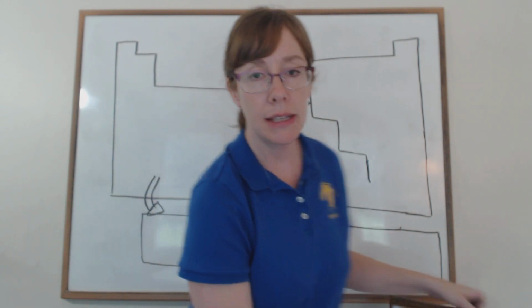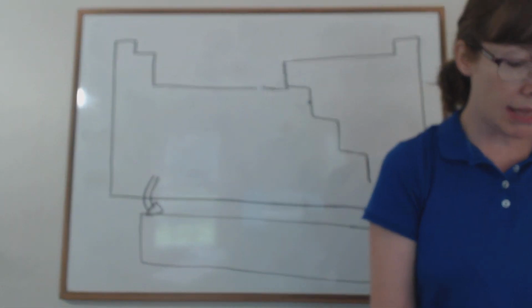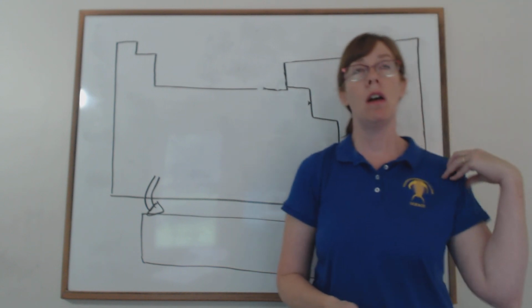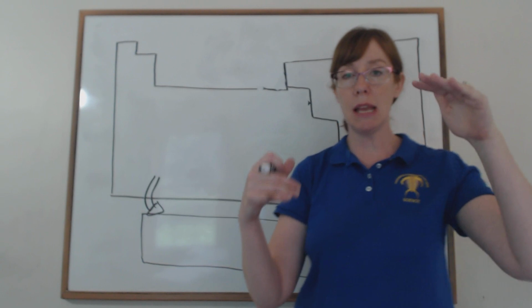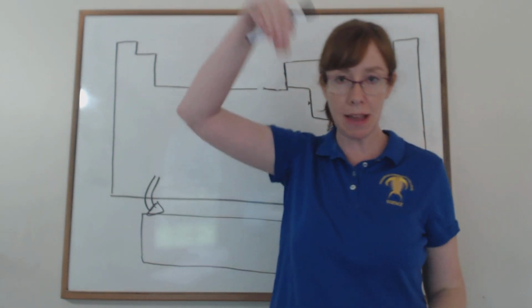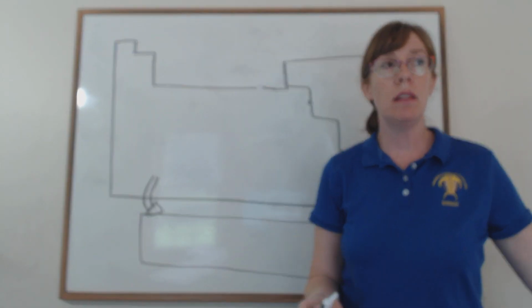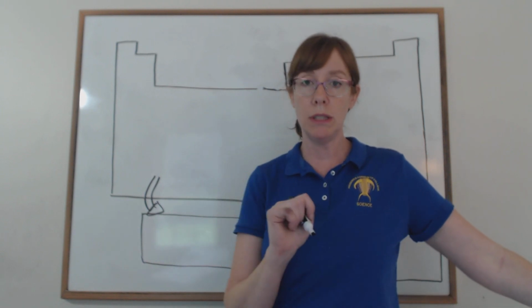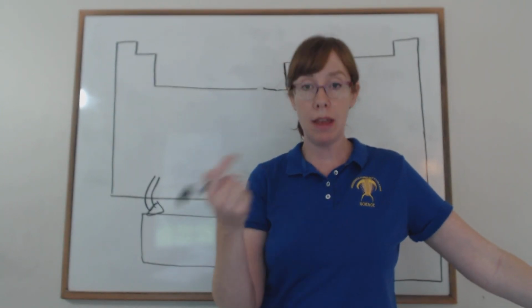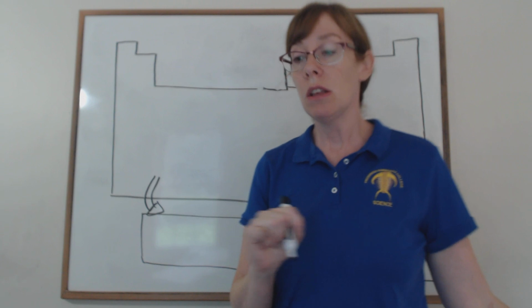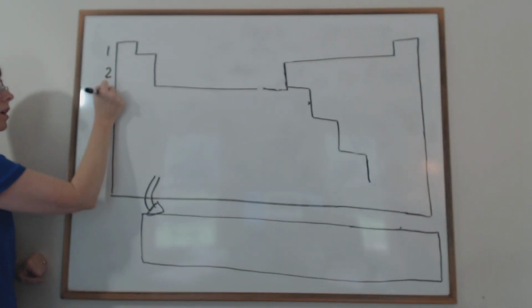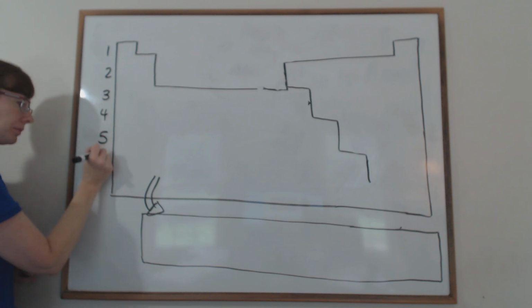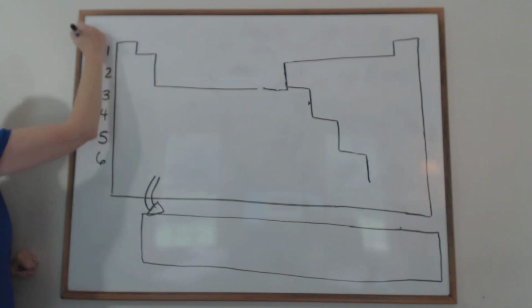Okay, the next thing we want to know about the periodic table is this concept of rows and columns. It's a table. So tables have rows and tables have columns. But in chemistry, we actually don't call them rows and columns. We call them periods and groups. So the first thing is, let's talk about the rows. The rows are numbered, and these are called periods.